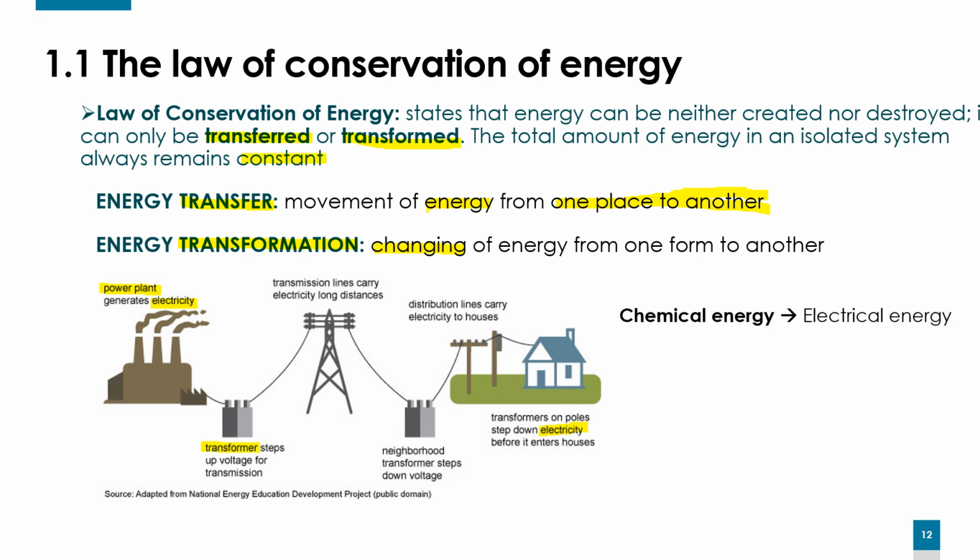For example, let's say this is a power plant that uses fossil fuels, for example, petroleum or coal. So we are transforming chemical energy to electrical energy. We are using fossil fuels to make electrical energy. Is this transfer or transformation?